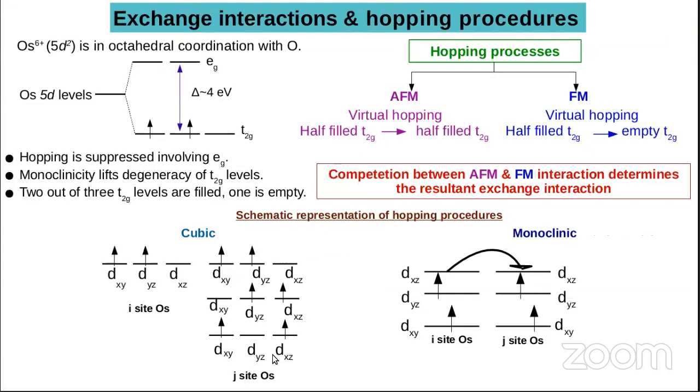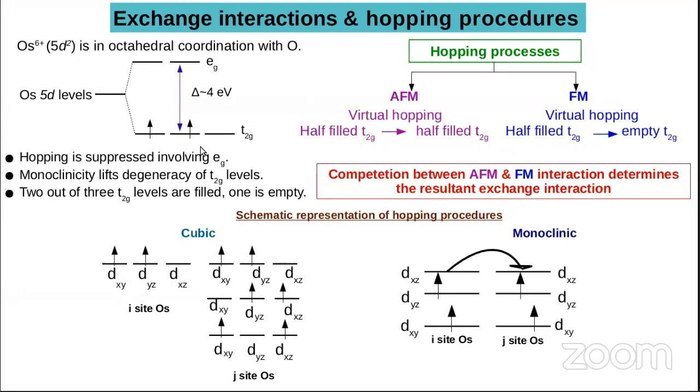Next, the interaction and hopping processes. The nominal valence of osmium is 6 plus in Sr2CaOsO6. That is, it is in 5d2 state. And Os has an octahedral coordination with oxygen, which splits the 5d levels into t2g and eg levels. Due to d2 occupancy, two of the three t2g levels are occupied, one remains empty. And eg levels are separated by 4 eV energy difference from the t2g levels. So we can say that no hopping process is involved with eg.